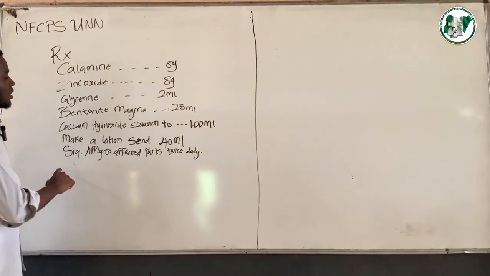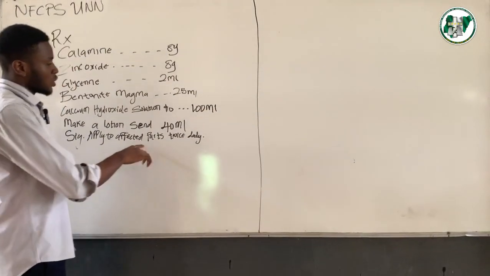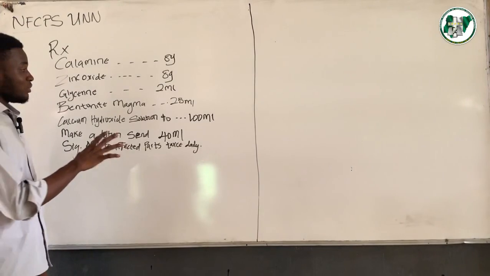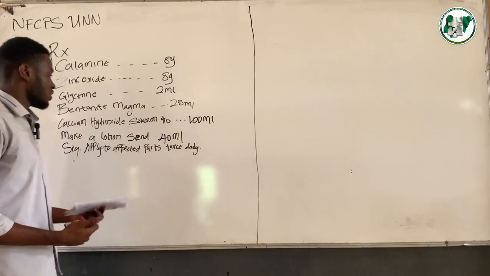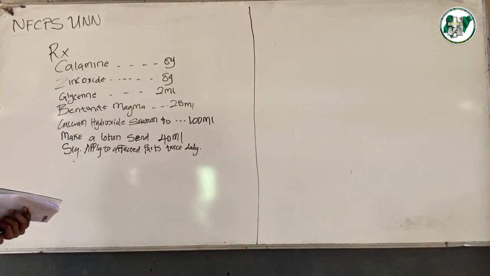So write out your label and put the direction here as noted. For this question, we might not be writing the label for you, so you just do it to show that you're following what we've been doing so far. So let's get into the question.